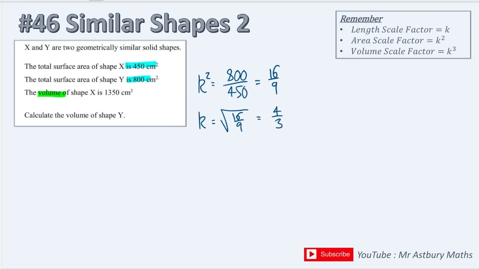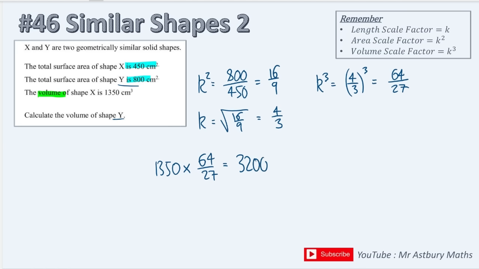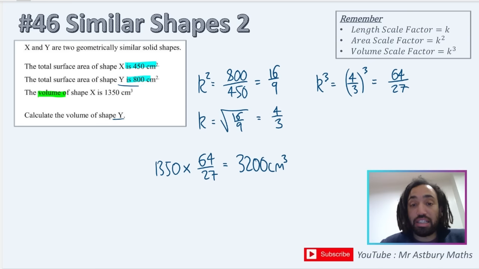That's really useful because now I can work out what k cubed is by just cubing that 4 over 3. And that's going to give me 64 over 27. Okay, now I'm good to go. I can work out the volume of shape y, which is the larger one, remember. So I take the smaller one and I multiply it by the scale factor, or should I say the volume scale factor, which is 64 over 27. And this gives me 3,200 centimeters cubed. And that is it. That's done.